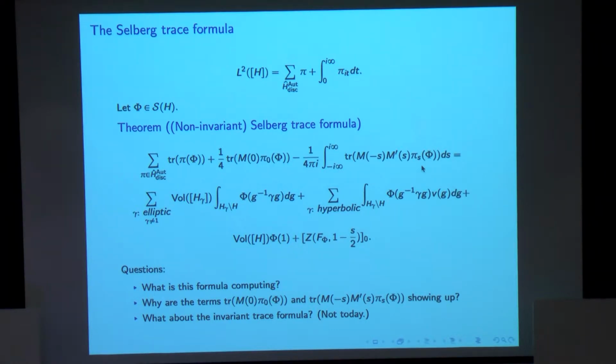I don't know if there is a conceptual reason in the minds of, and what different people deem conceptual is a different thing. But I asked several experts and I didn't get a satisfactory answer. So I'll try to provide some answer to this question. Why is this term, for example, appearing? Another question that one can ask, I will not talk about it today, but what can we say about the invariant trace formula? What is this computing? Maybe I can say some things if I'm asked afterwards.